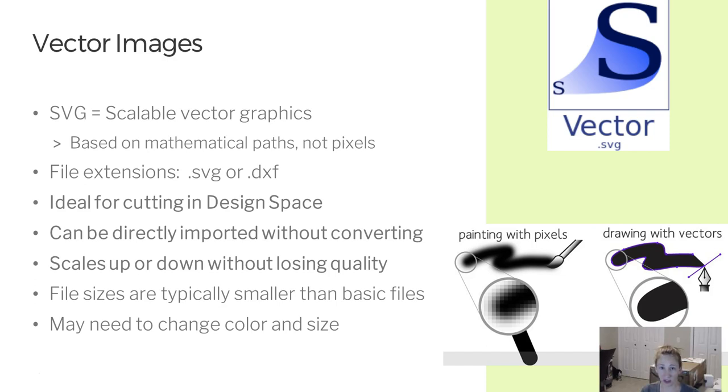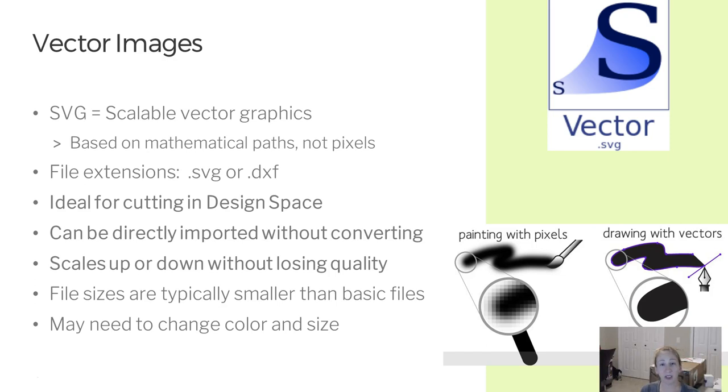These are your ideal images for cutting in Design Space. So if you can find an image that you like online that is already an SVG file, I would highly suggest that that's what you use because they're ready to go. You don't have to clean them up. You don't have to do anything to make them work in Design Space. You can directly import these into Design Space without having to convert them into a different type of file or into a cut file, and they scale up or down without losing any quality at all. The file sizes for your SVGs are typically smaller as well, so they take up a little less space on your computer if you're hanging on to those files.